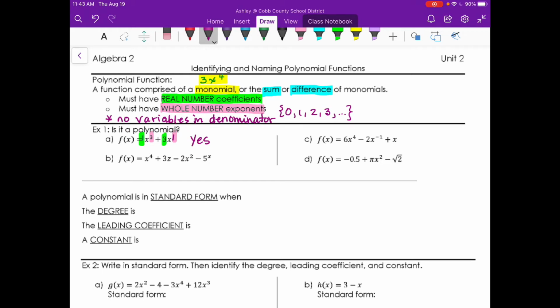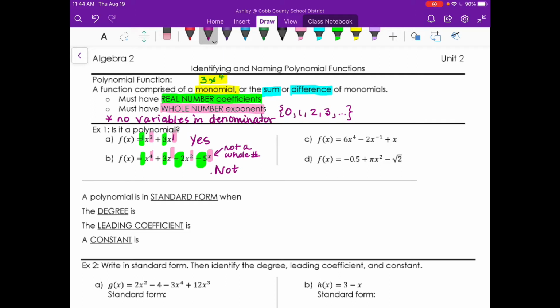Let's look at B. We'll do the same thing. Look at the coefficients first. We have an understood 1, a 3, a -2, and a -5. Actually, that -5 is holding up that exponent, so it's really a base. But we have all real numbers there, so let's look on to our exponents. We have a 4, we have an understood 1, we have a 2, but here we have an x. And we can't have a variable as our exponent. That is not a whole number. And so this is not a polynomial function.